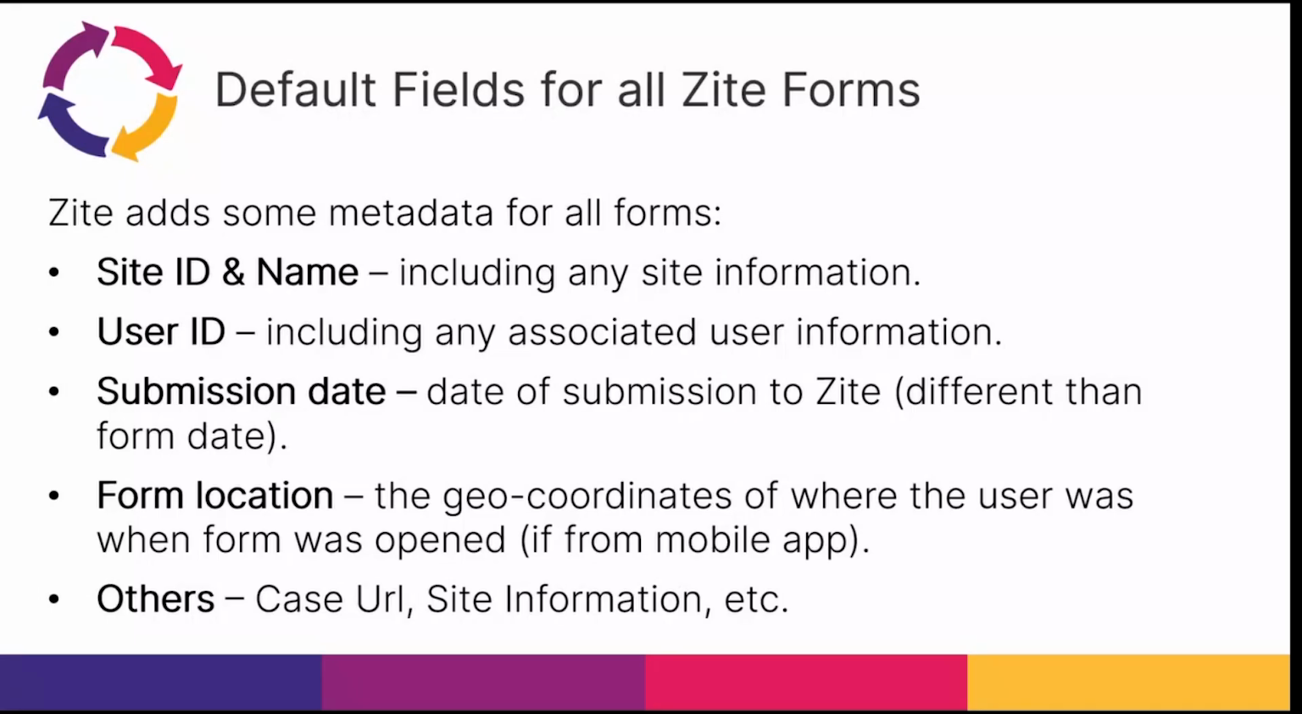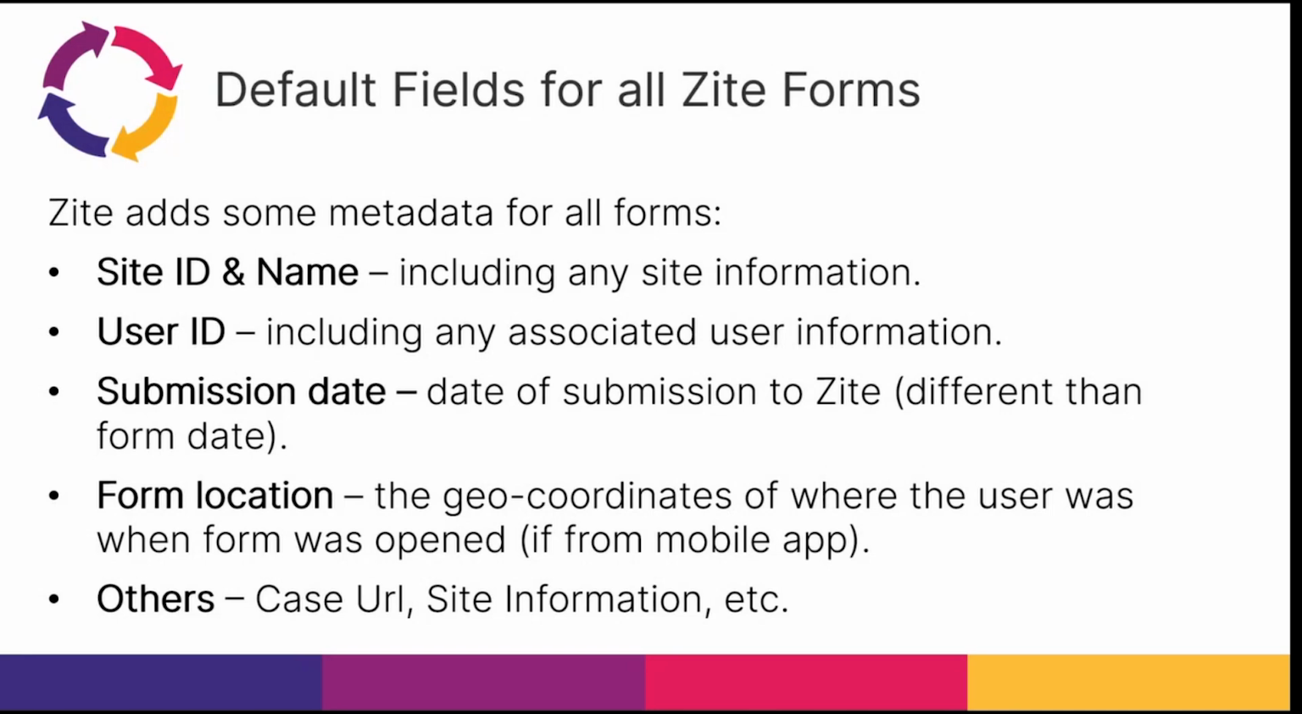When we export the data, Zeit is always going to be able to provide us the site ID and name. Similarly, we also know what user is submitting the form. So things like user ID, user profile information, and name, that's also going to come with the form if you want it to. Things like date of submission is, again, a meta field.